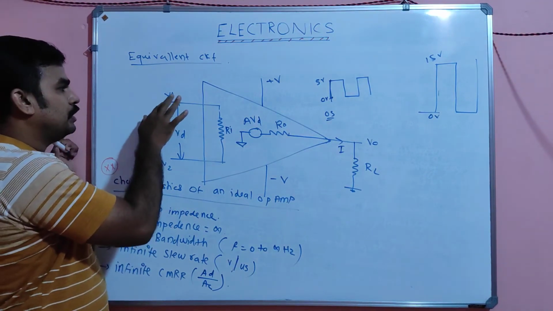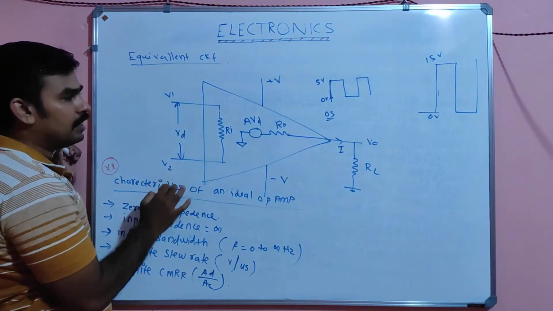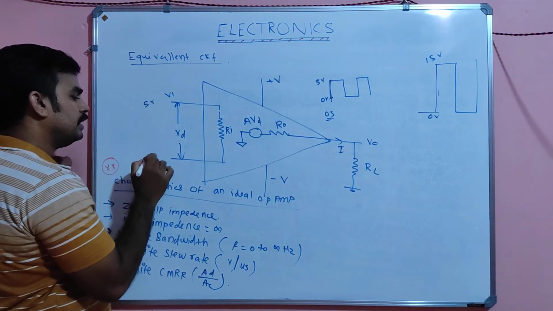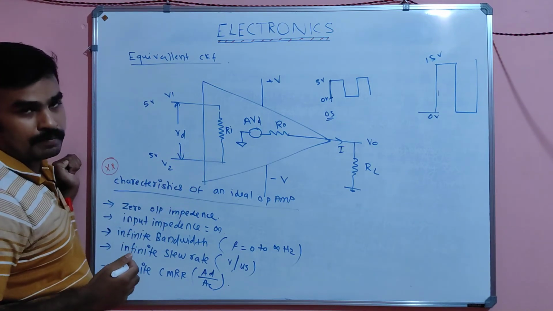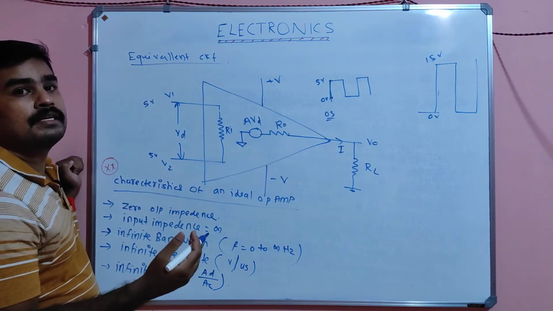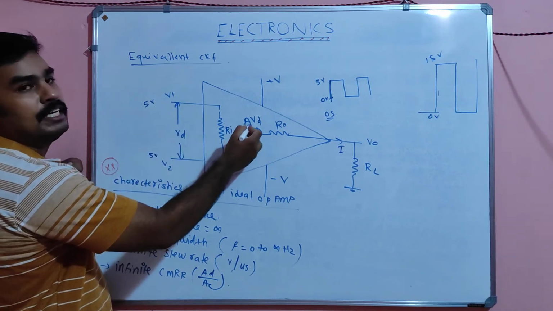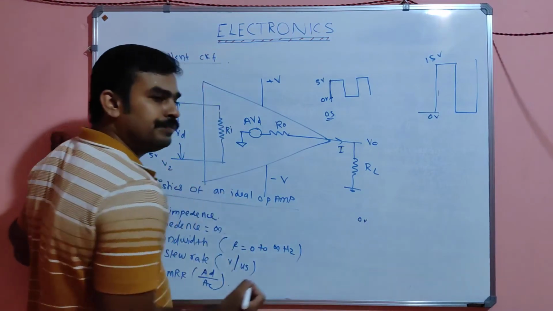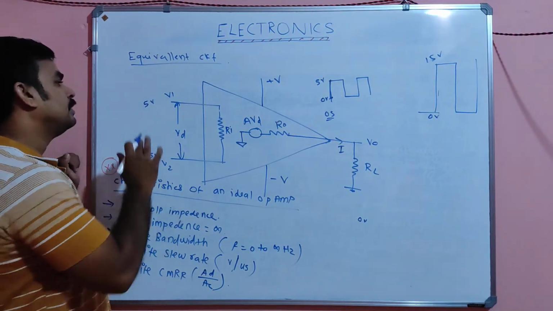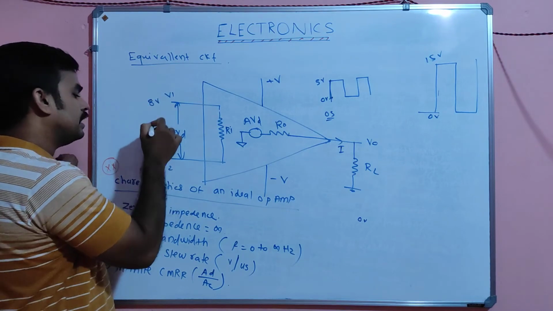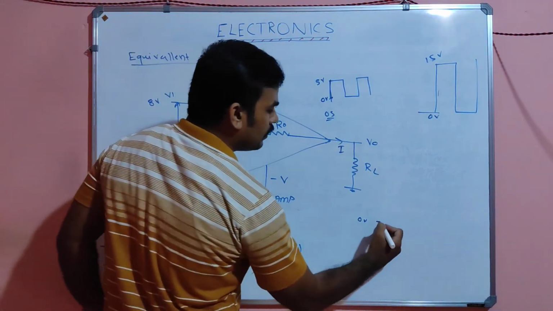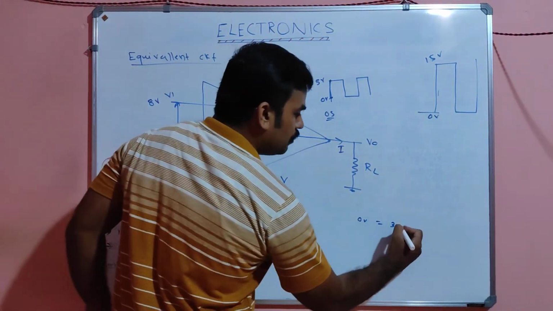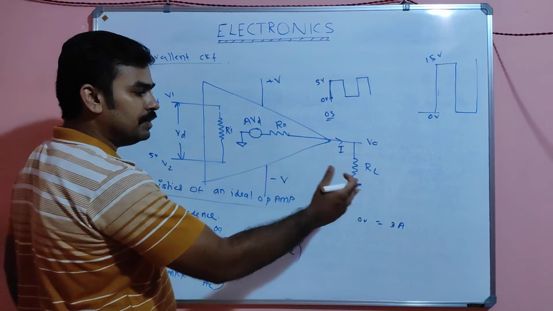Suppose we are giving two inputs, two input terminals now, and we produce an output. Suppose I am giving 5 volt here and 5 volt here. What will be the output, my dear? The output will be the difference of these two multiplied by the gain. Am I right? So the output will be 0 volt for an ideal op-amp. And suppose I give 8 volt here and 5 volt here, the output will be 8 minus 5, which is 3, times the gain A. That much will be the output.